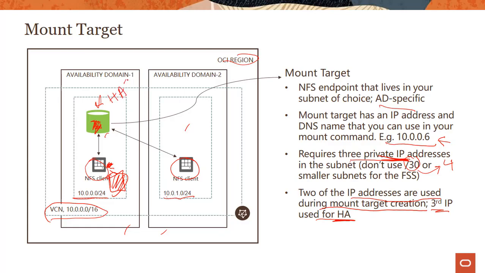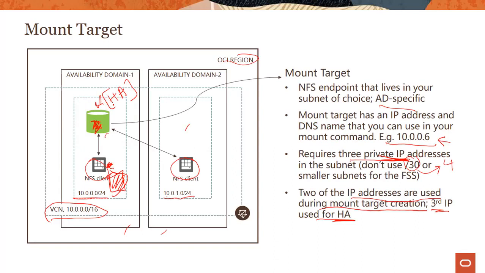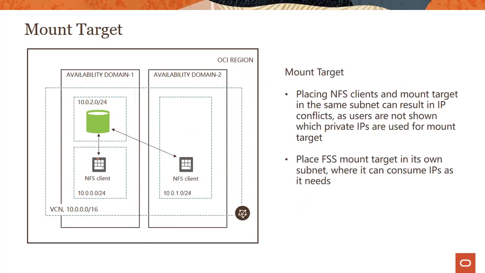So how do we ensure that the mount target stays highly available? The third IP is used for that. We'll talk about this in more detail when we go into the security section. So it's a best practice. One of the key differences between the previous slide and the next slide is you can see that right here I have the mount target and one of the clients in the same subnet. Now there is no hard requirement which says that you cannot do that.